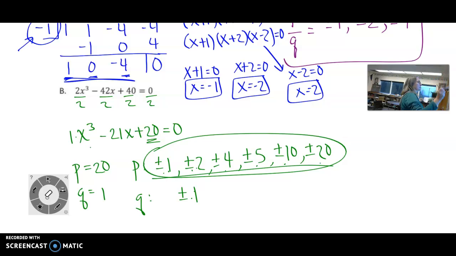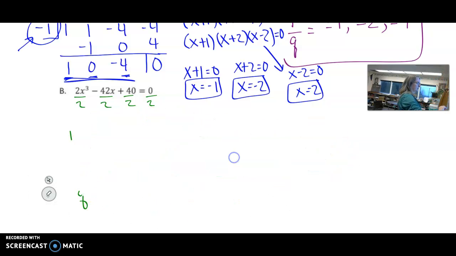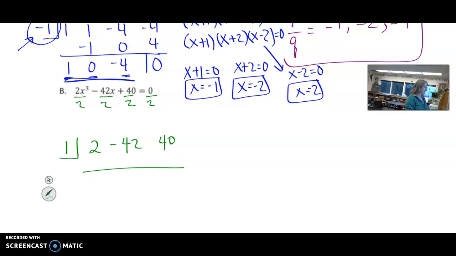So what I'm going to do is the synthetic division. And I won't need those other factors once I find one factor, because it's a cubic and I'll get it into a quadratic. All right, so my coefficients here are 2, negative 42, and 40. I'm going to divide by 1 because we found out that 1 was a 0. So go ahead and do the synthetic division and come back. So it goes in evenly because our remainder here is 0.